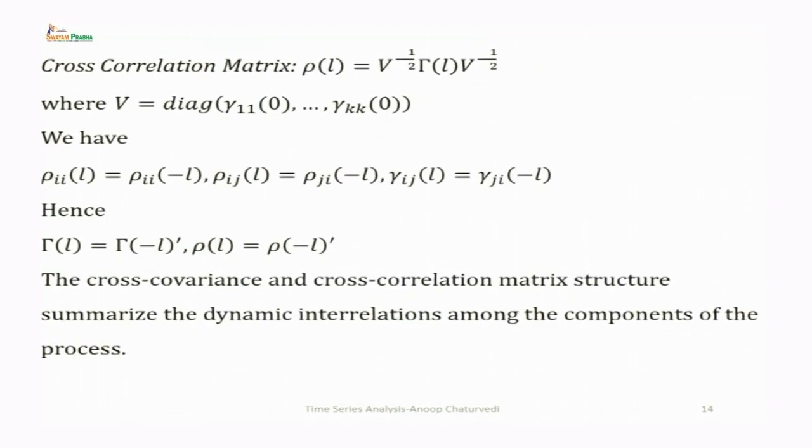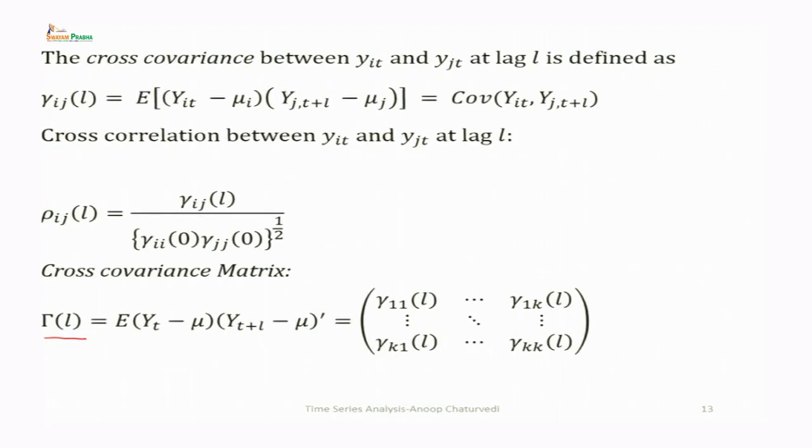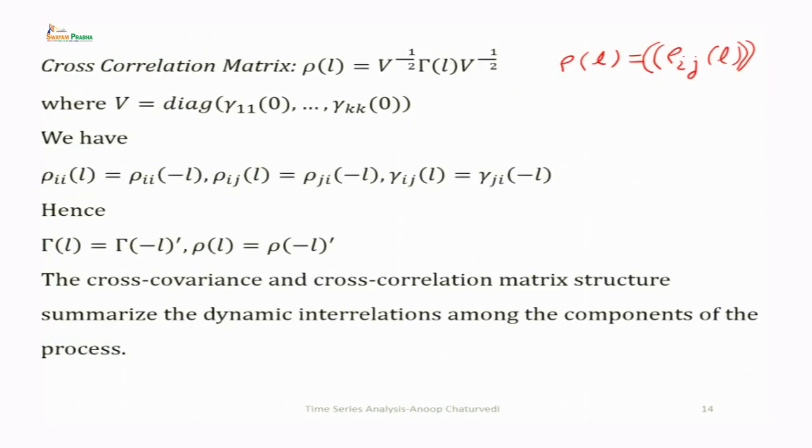Now, we define the cross correlation matrix rho(L). Actually, the ijth element of rho(L) is equal to rho_ij(L). And then the expression for rho_ij(L) is gamma_ij(L) divided by (gamma_ii(0) gamma_jj(0)) to the power half. So, if you define a diagonal matrix V equal to diag(gamma_11(0), gamma_22(0), and so on, gamma_kk(0)), then you can write this matrix rho(L) as V to the power minus half, Gamma(L), V to the power minus half, where Gamma(L) is the matrix of auto and cross covariances.